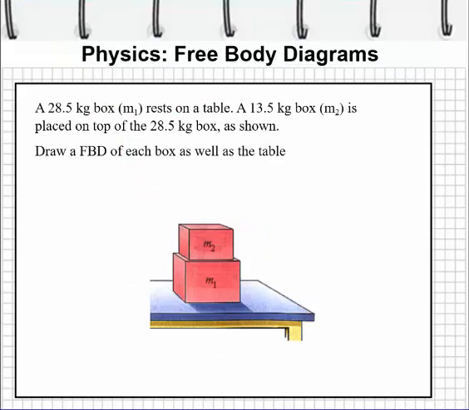So let's look at a picture here. I'm going to draw these. Here I have a 28.5 kilogram box M1 on the table and a 13.5 kilogram box M2 placed on top of the 28.5 as shown. We're going to draw a free body diagram of each box as well as the table. Now I'm not going to include any of the numerical values of the force.